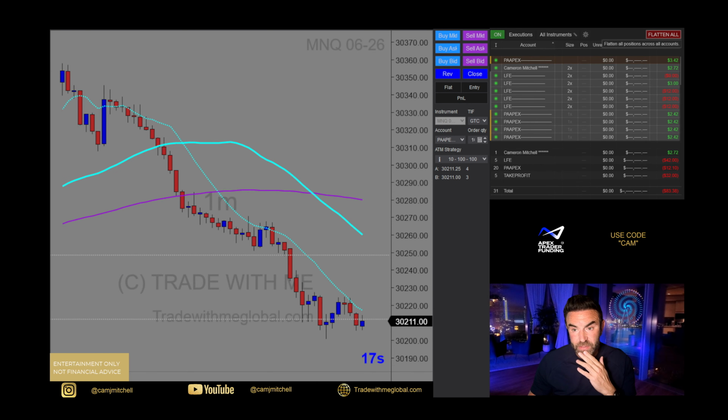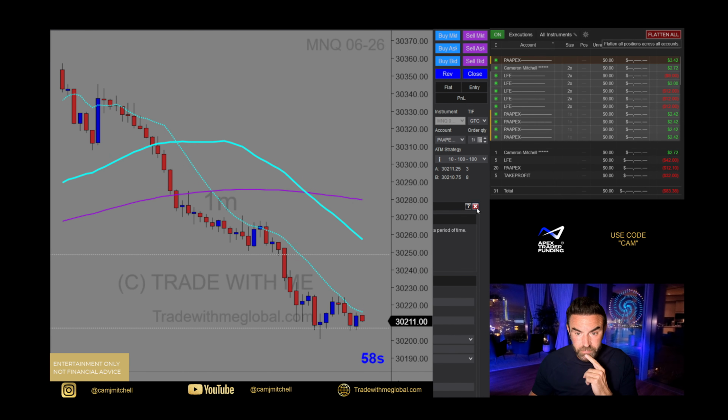So we've had this pullback. We've been going up all day, and now we've got this pullback. Just got to see how much we can flatten out here. It just looks weird on the chart. Anyway, it will. Let's put this in. Let's do this.